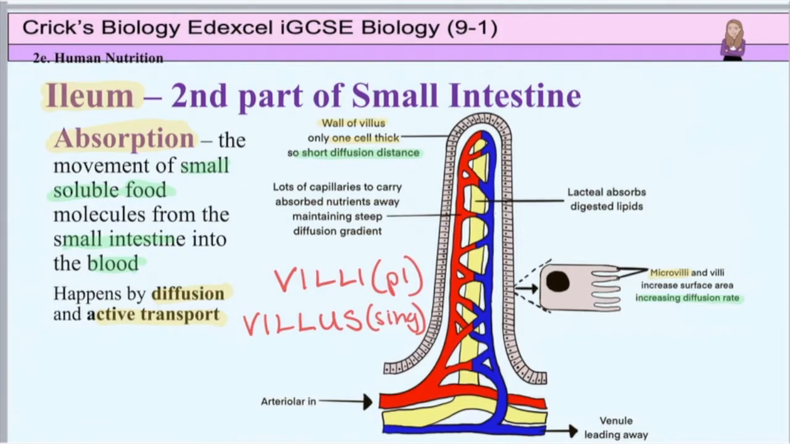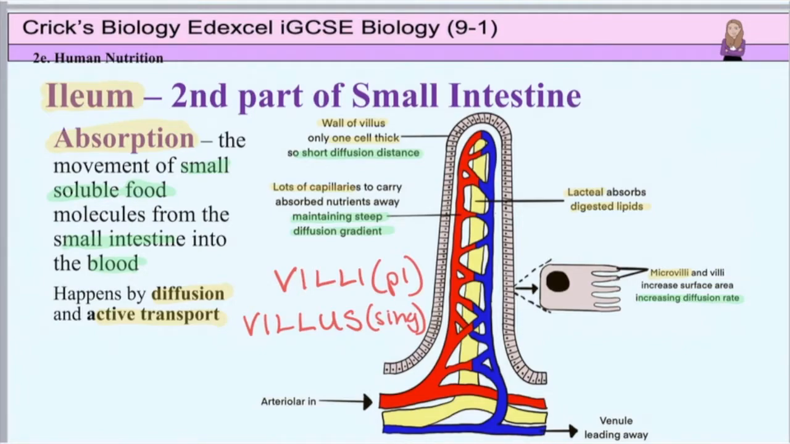There is a good network of blood capillaries which transport absorbed molecules away from the small intestine, therefore maintaining a steep diffusion gradient. There is an internal structure called a lacteal, which transports fatty acids and glycerol away from the small intestine in the lymph.